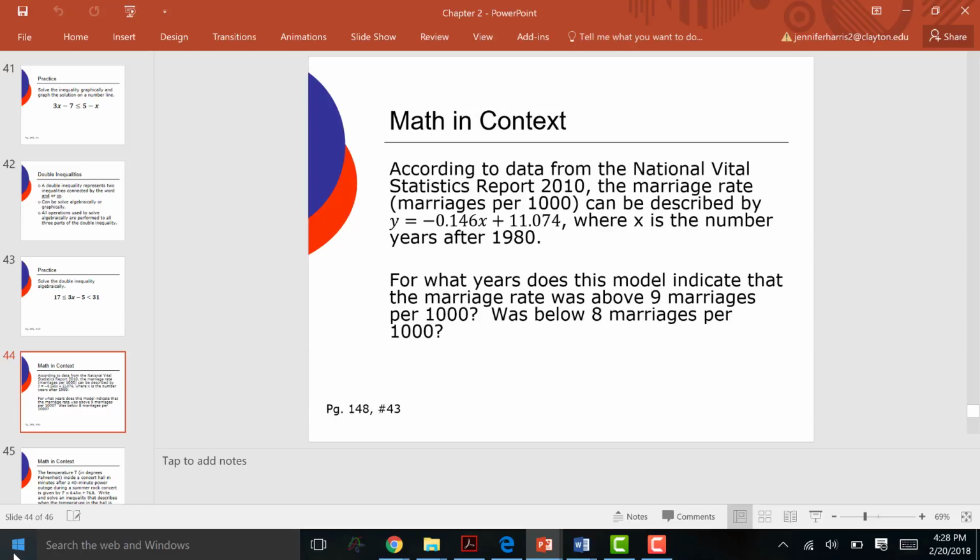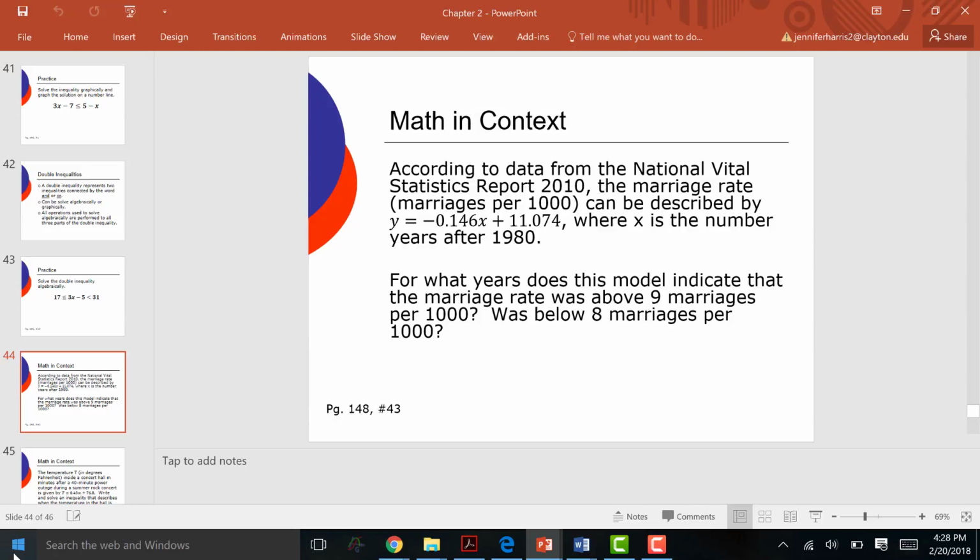Okay, look at what the second half of that section says. I want to know when the marriage rate was what? Below 8 marriages. What symbol should I use for below? Less than. Okay. Use the same exact inequality that we already had. I'm just rewriting it with the less than symbol, and then just work it out just like we did previously.